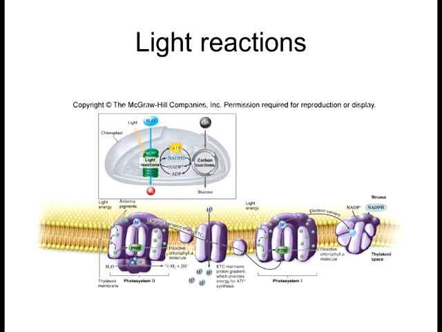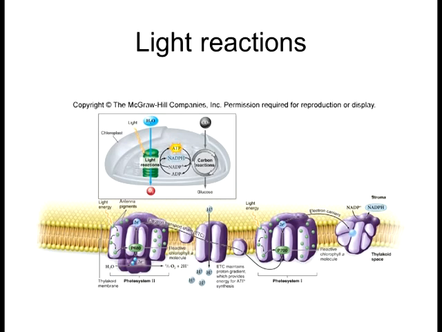So there are 2 types of photosystems, but no matter which one they are, they have 3 basic elements to it. The first is what we call the antenna pigments. What are the antenna pigments? This right here. Chlorophyll, carotenoids.